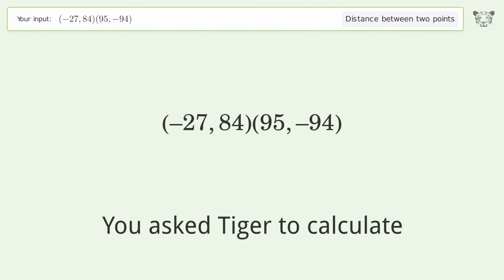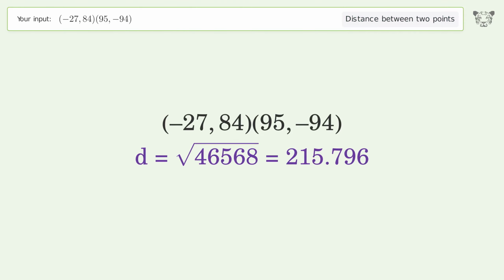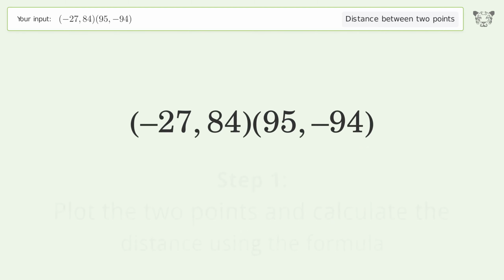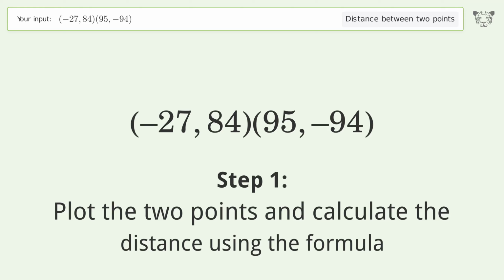You ask Tiger to calculate. This deals with the distance between 2 points. The distance between the 2 points is the square root of 46,568, or 215.796. Let's solve it step by step. Plot the 2 points and calculate the distance using the formula.